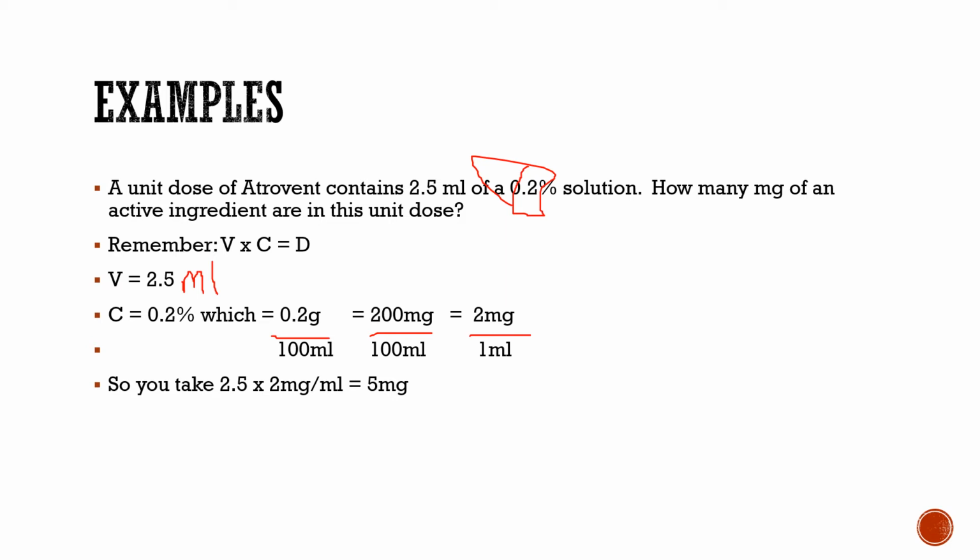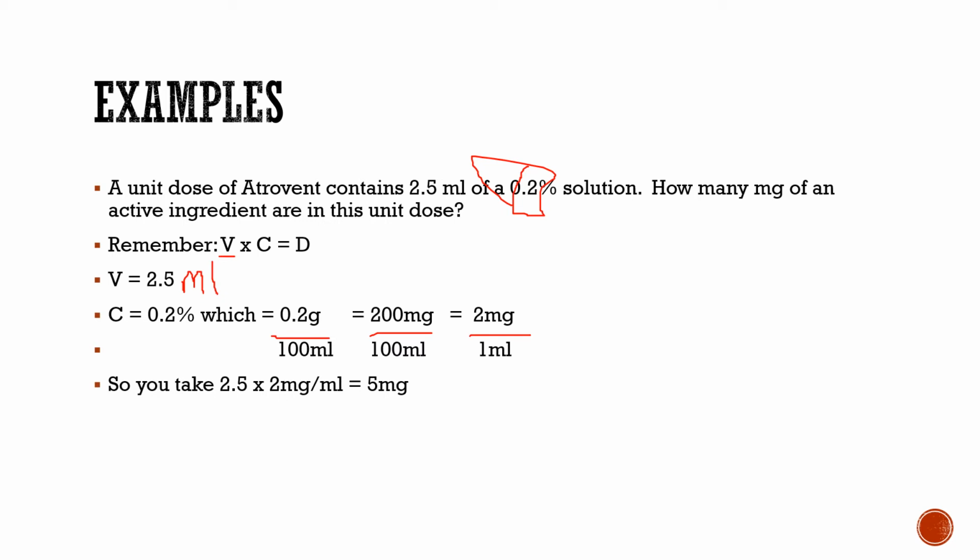So we're identifying what parts of our problem we know. A unit dose of Atrovent contains 2.5 mils. So that's my volume. It's in milliliters, or remember liters is your base unit for volume. Concentration is usually in a percentage or some type of ratio format. And then I'm trying to solve for dose. My volume is 2.5 mils, which is pretty straightforward. I don't really need to do anything with that. But this concentration, we want to make into more of a working number.